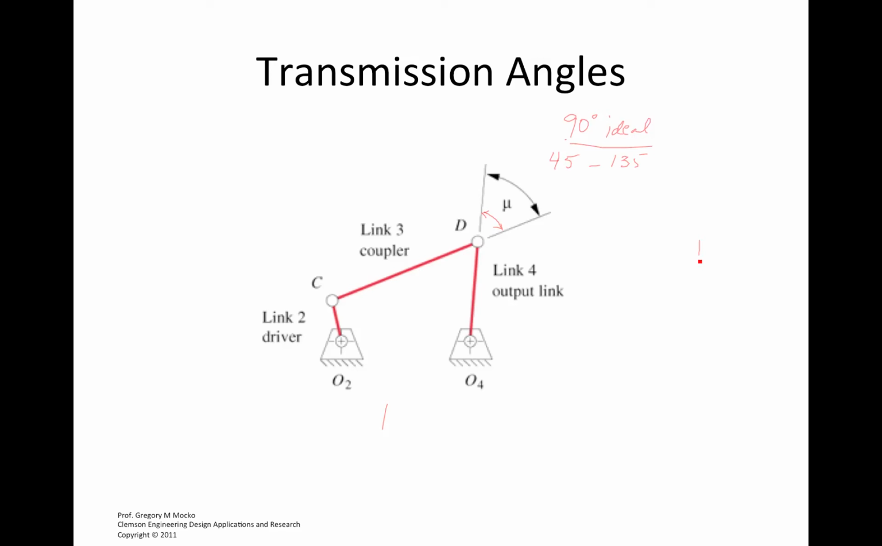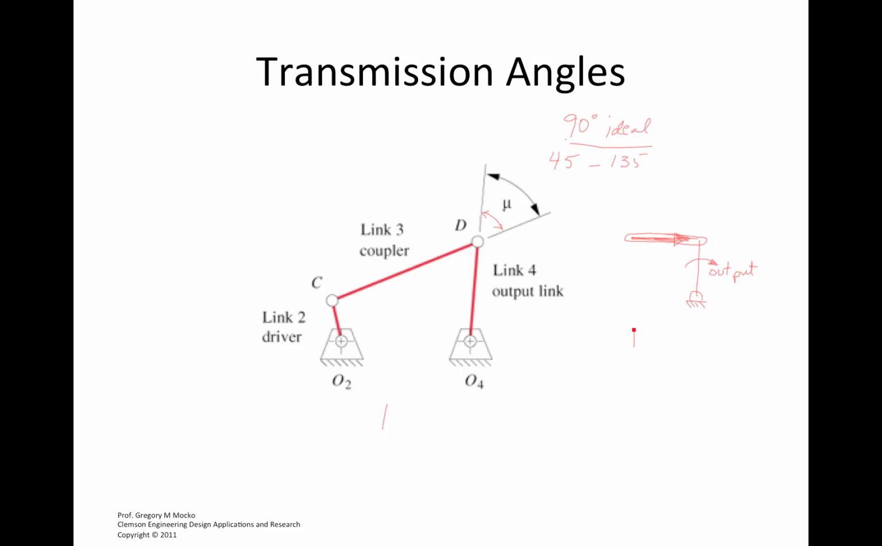So if I've got an output link like this, and I've got a coupler that sits here, I won't draw the input crank, but essentially what is happening here is that my coupler can provide a force in this direction. Now, I want to use this output link for something, right? So I want to use this force for something.